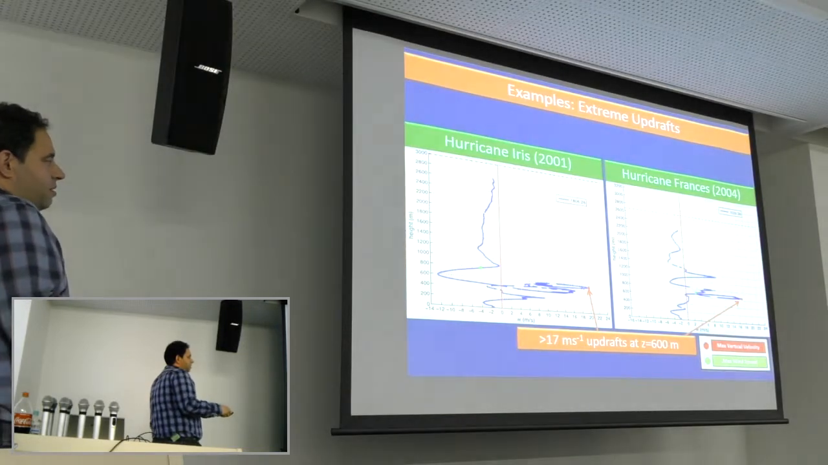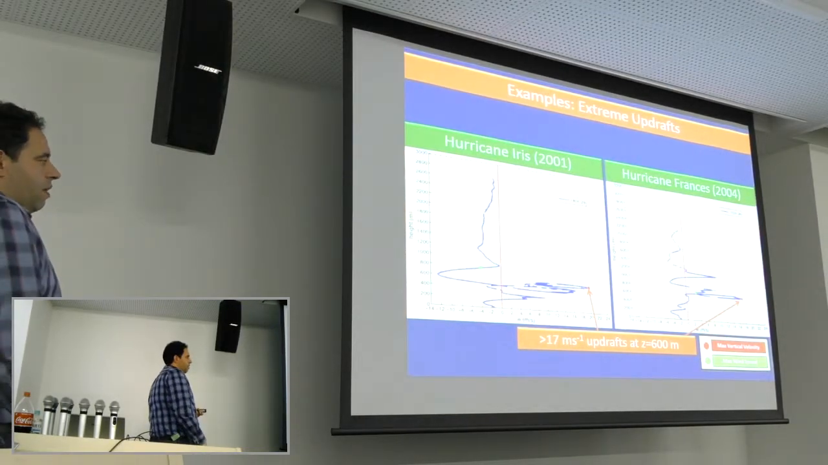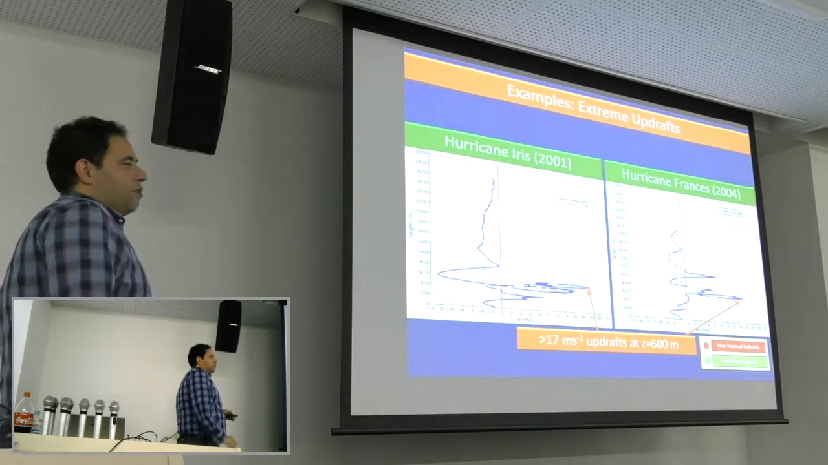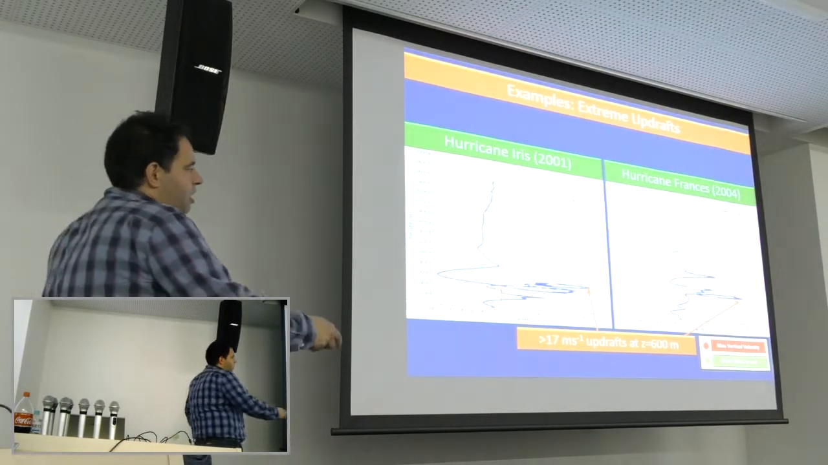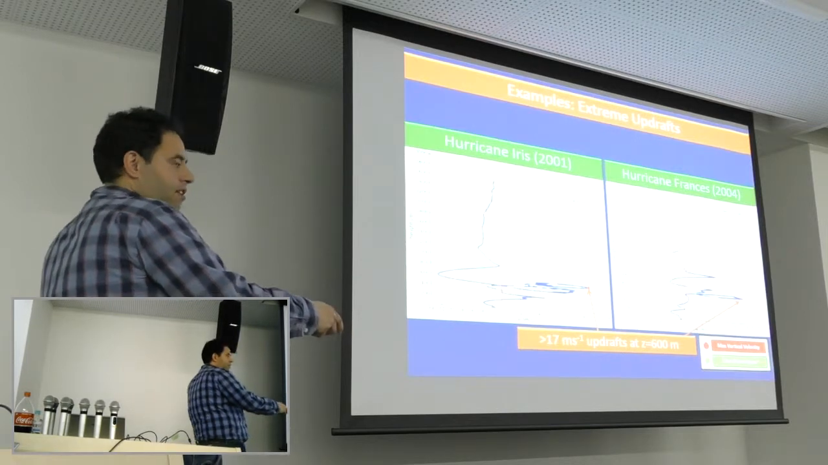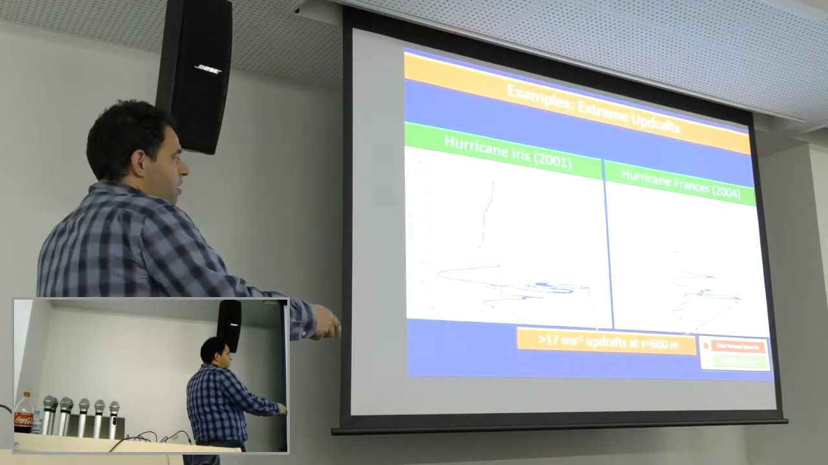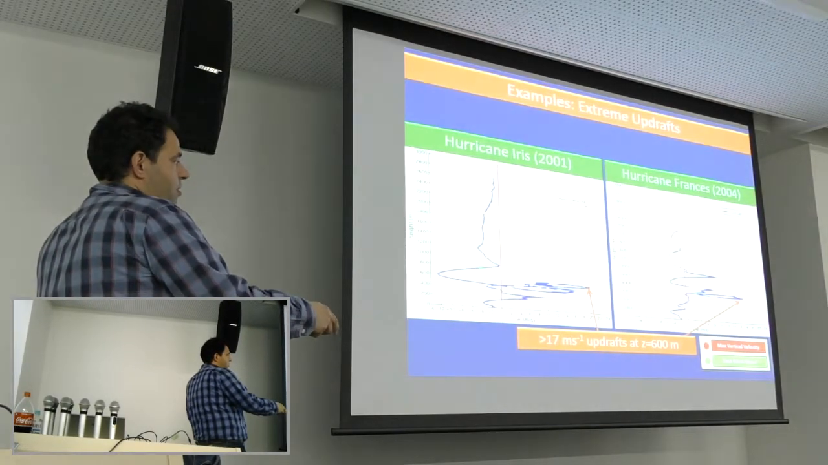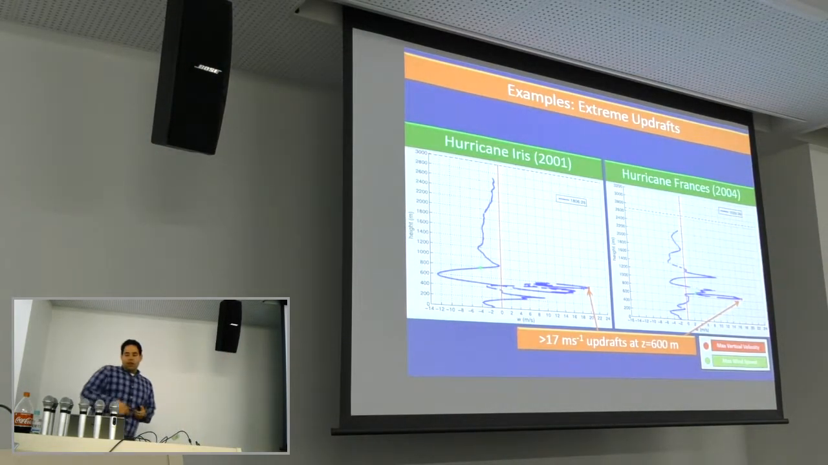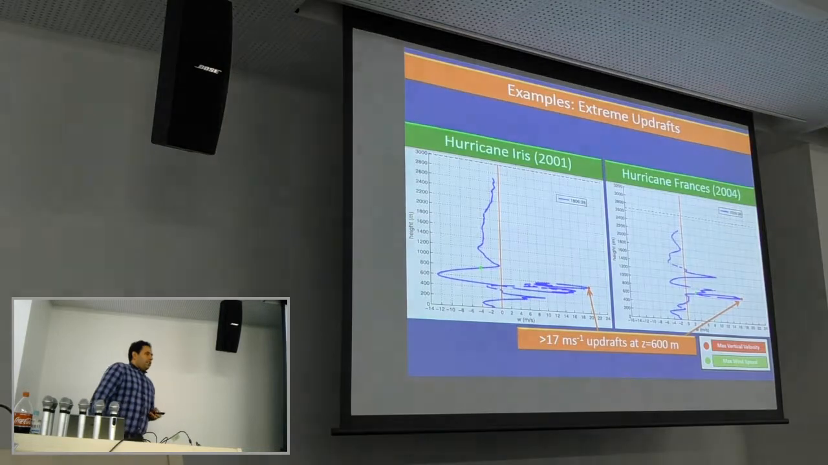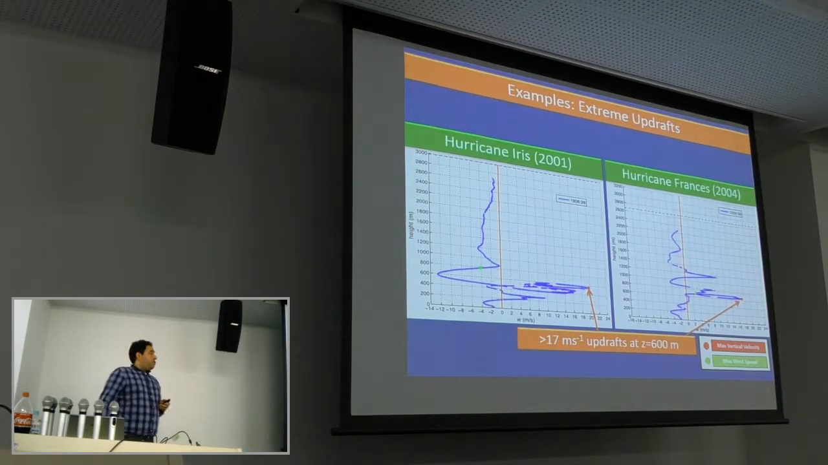So in some of the dropsonde profiles, you find a close correspondence between the height of the maximum wind speed and the height of the maximum updraft. So this Hurricane Francis sonde is a good example of that. It's right in the same region. You have the peak updraft and the peak wind speed located close to each other. So that's evidence that these extremes might be related to each other.